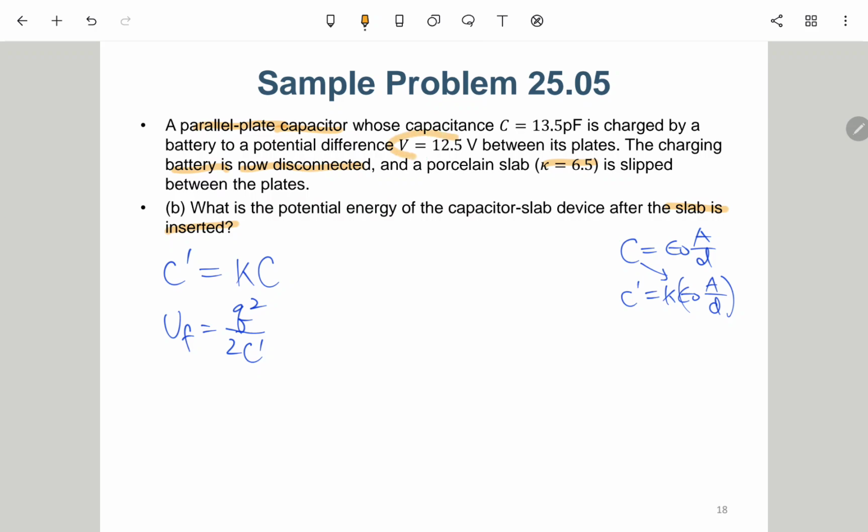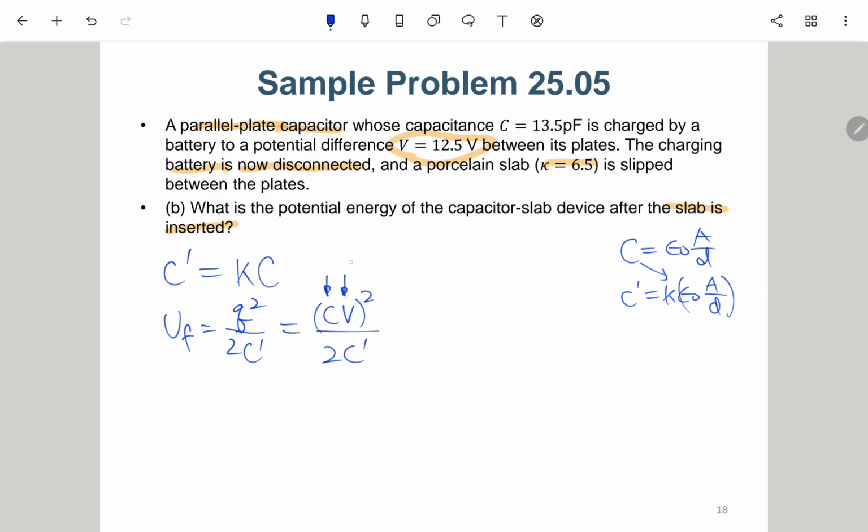That's why we have a new V. We cannot use this V for 1/2 CV squared anymore. Okay, otherwise there will be a mistake. So actually it will be like Q will be C times V, so it is C times V quantity squared over 2C prime. Okay. Here, what we need to pay attention to is that this is C, this is not C prime. This is original V. Yeah. So this is the original Q and also the final Q. The Q doesn't change at all.